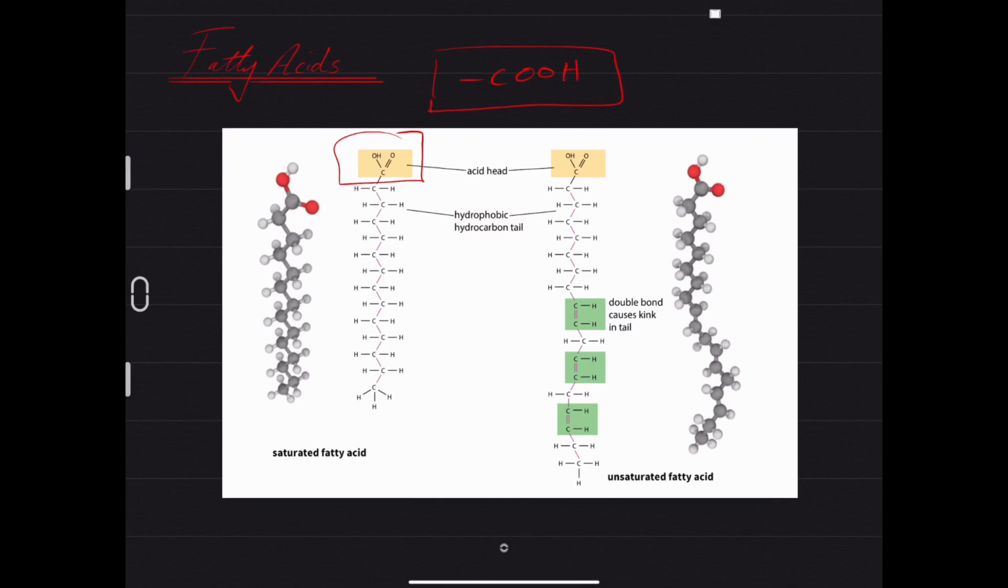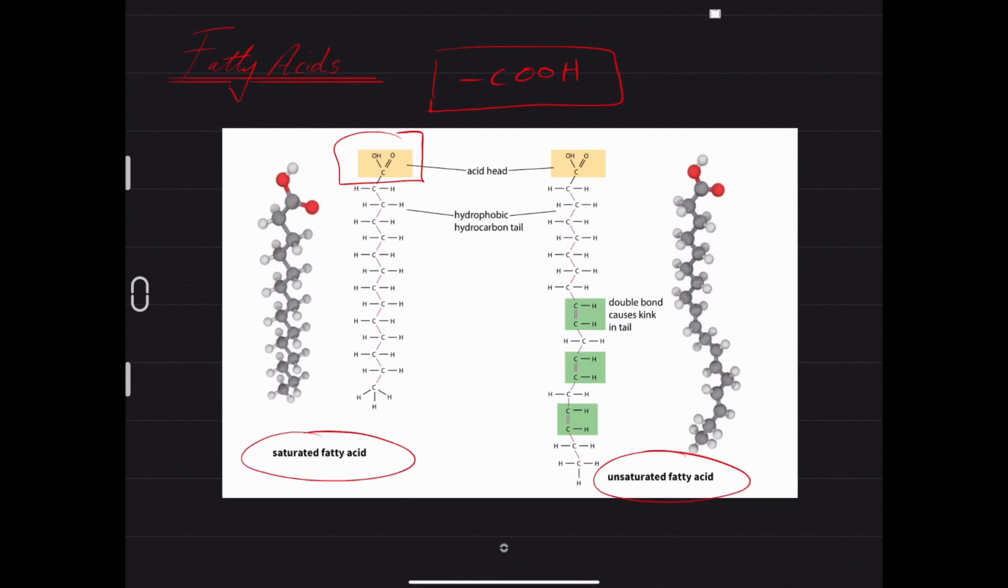Now you can see the long hydrocarbon tail, and notice the word hydrophobic. So this chain gives a hydrophobic property to the fatty acid or lipids in general. And you may notice 2 more words here: saturated and unsaturated fatty acid.